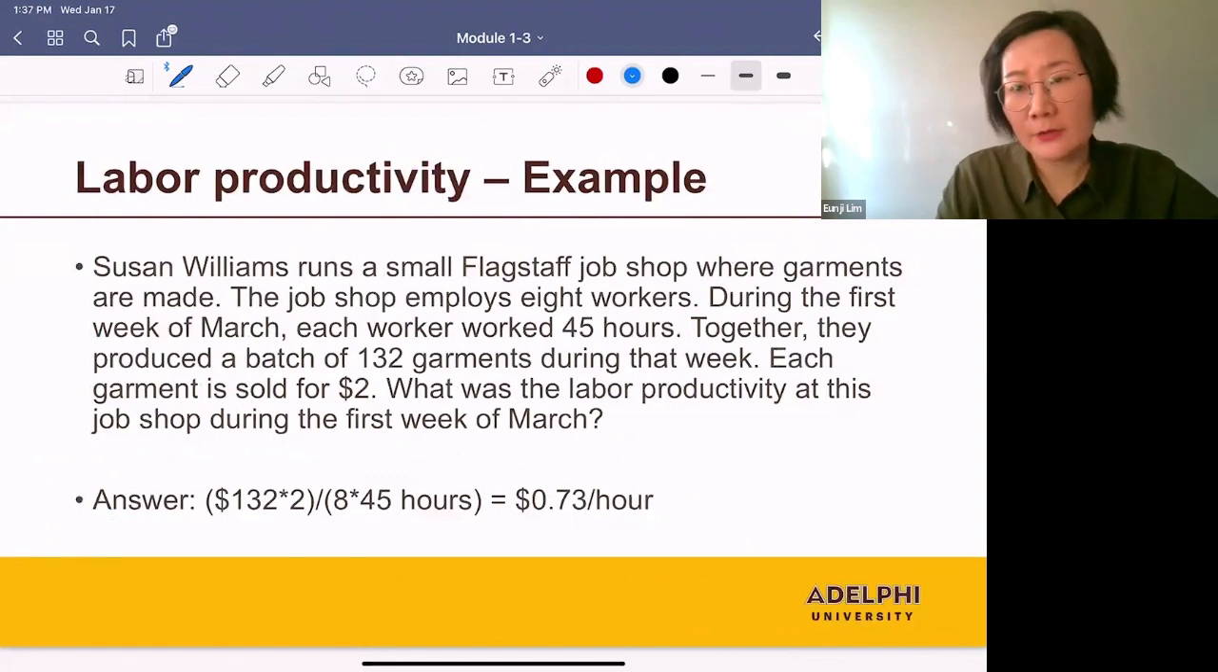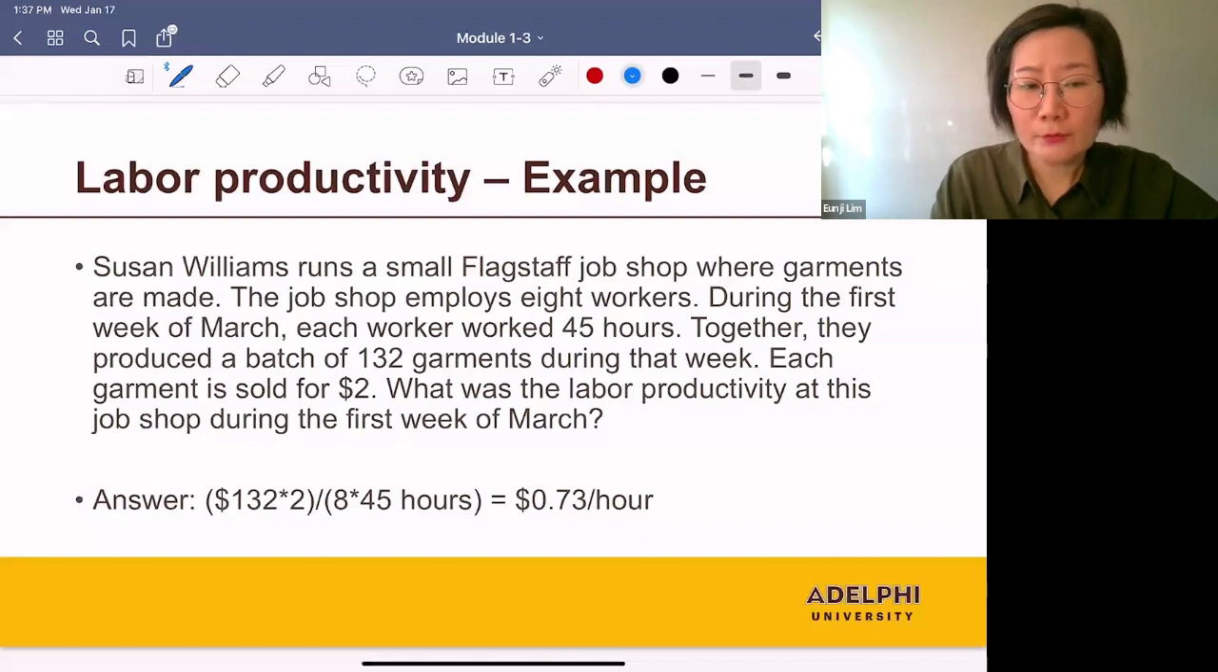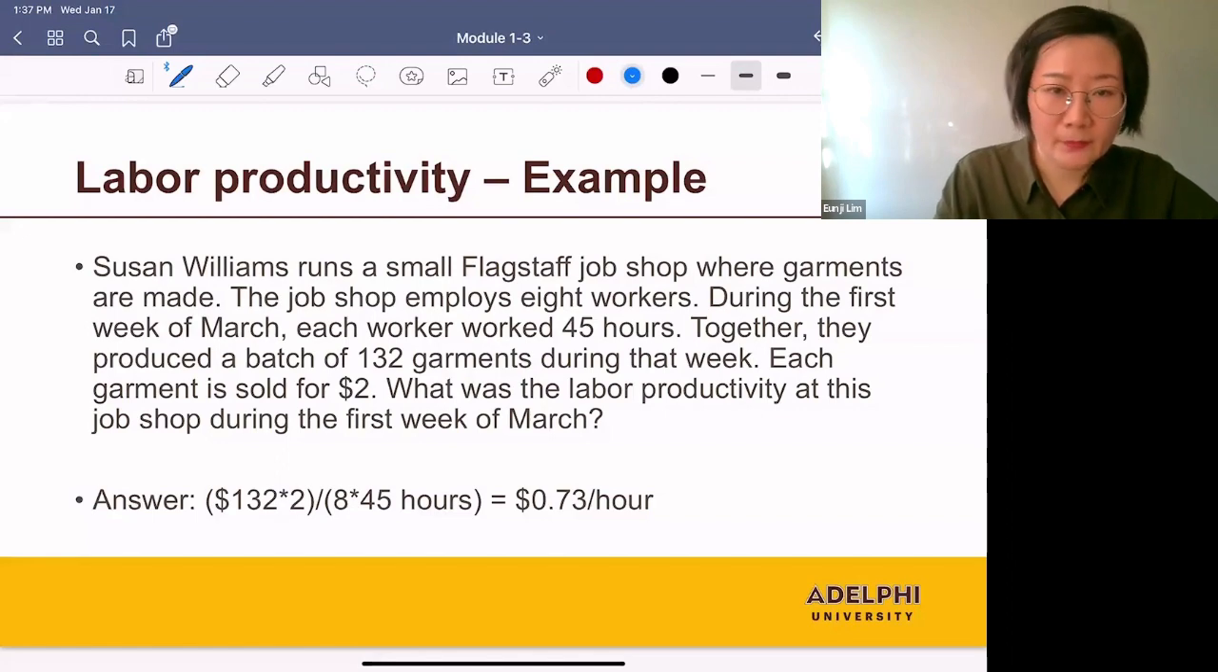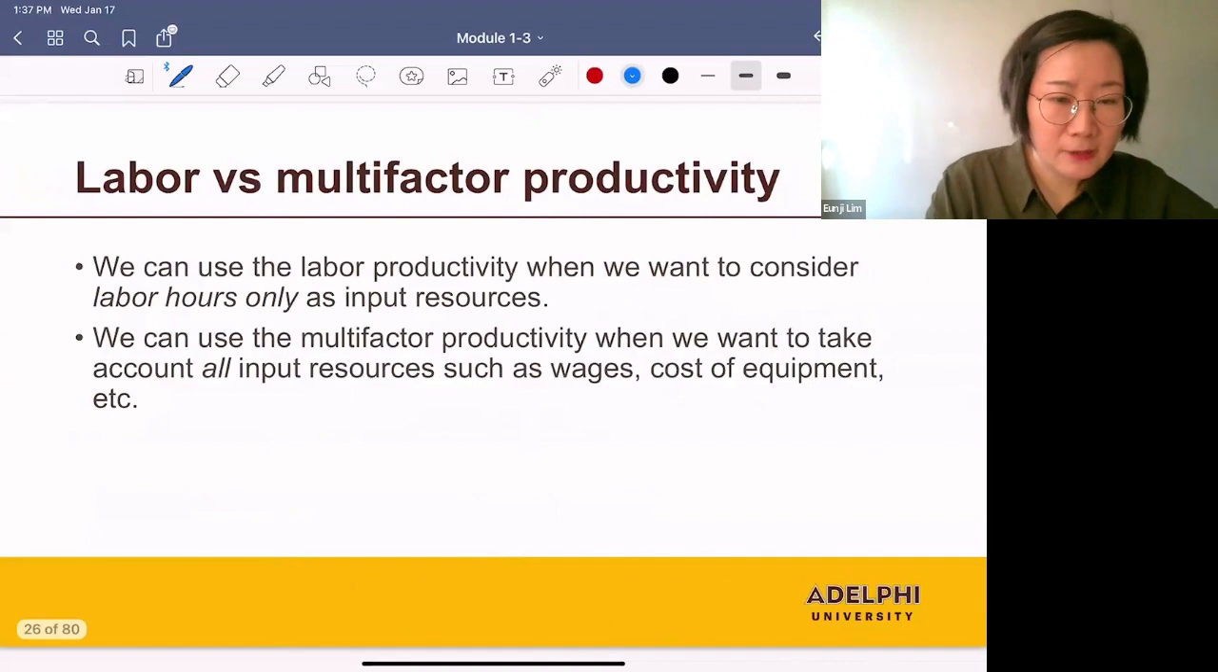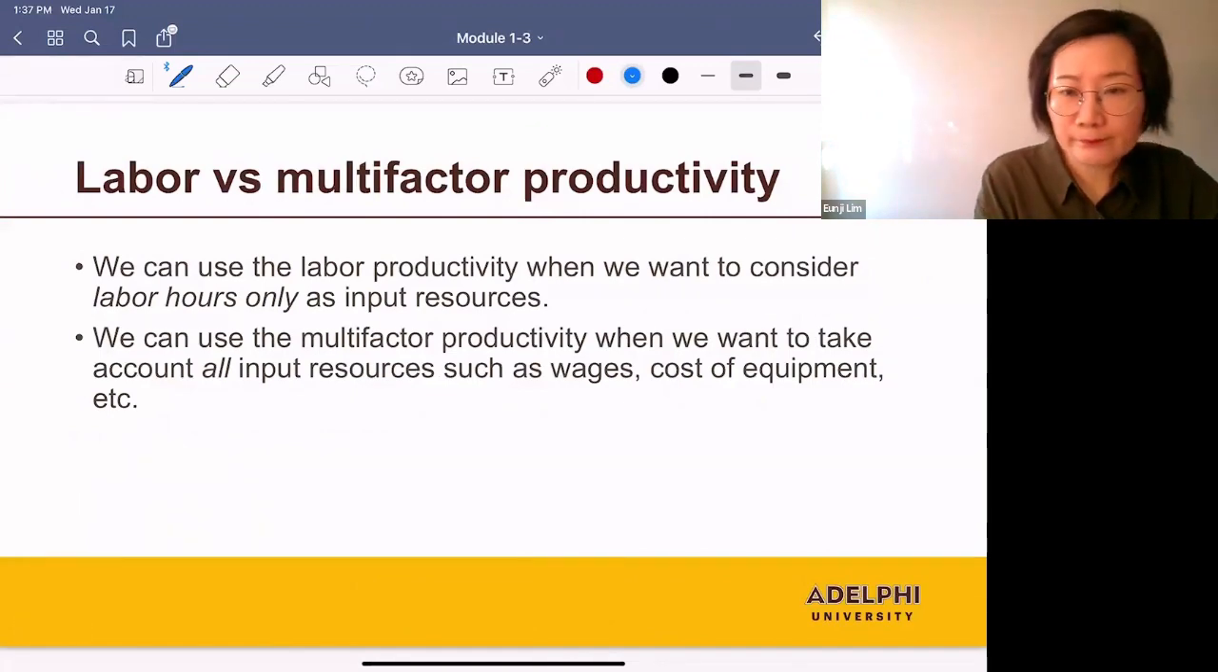So far, we talked about the labor productivity. When we calculate the labor productivity, we only used labor hours as input resources. But in many cases, we use more than just labor. We use machines and equipment, materials, and other services. So if you want to add all the other input resources, we can use the multi-factor productivity. So how can we define the multi-factor productivity?